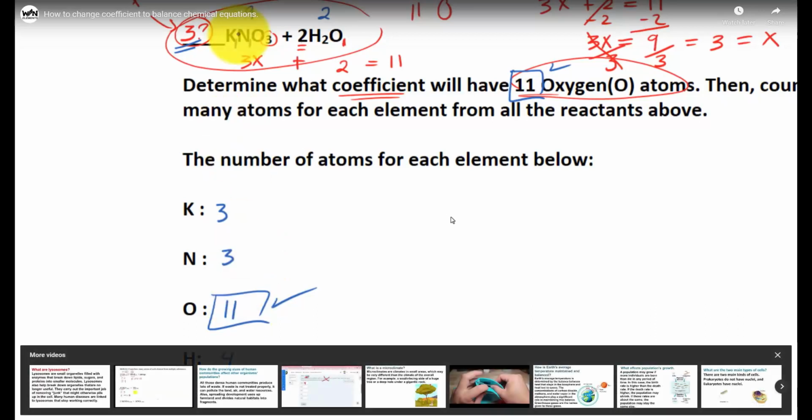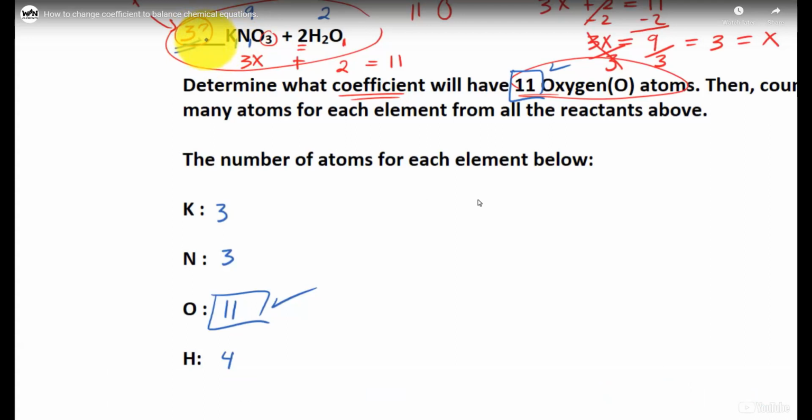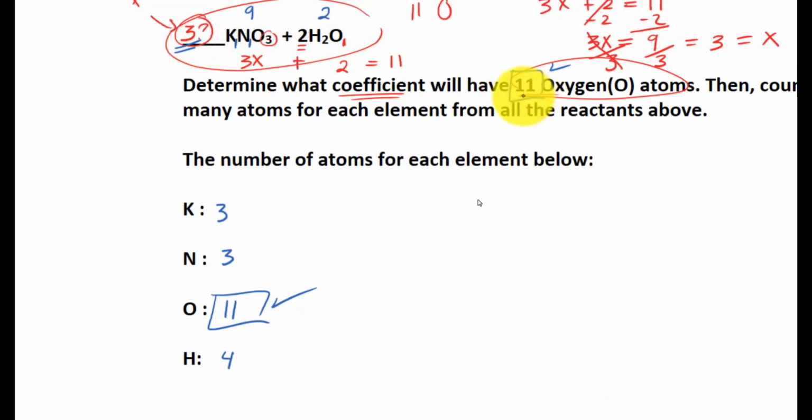Any question about any particular number that I need to go over? Okay. If you have a question about where do I get this number, how do I get that, this is a perfect time to ask for it. Okay, we're going to do two more problems. This coefficient must be 3 to get ourselves a total of 11 oxygen atoms from both of these reactants. Let's try another one.